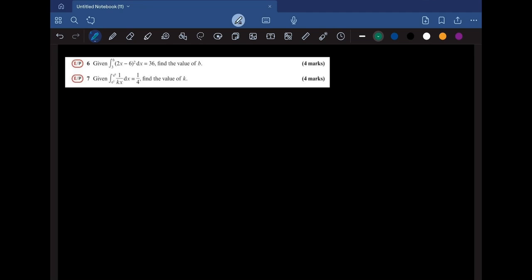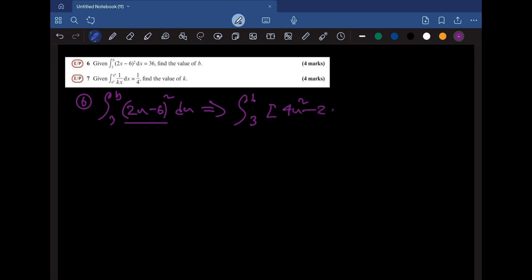So now let's solve it together. In part 6 we will write it down like this: integral from b to 3 of (2x minus 6) squared dx. So we will expand it, and it will become the integral from b to 3 of 4x squared minus 24x plus 36 dx.